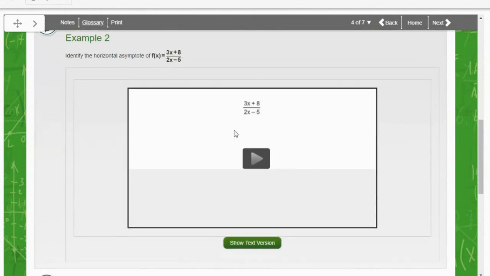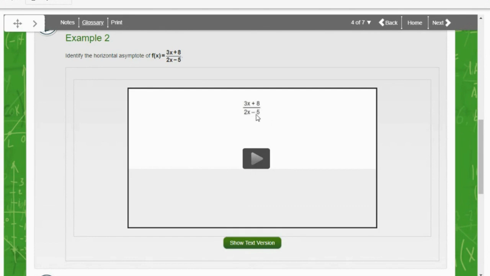All right, this is identify the horizontal asymptote. 3x plus 8 over 2x minus 5. In that case, I won't play the whole video there. I'm just showing it to you. You can watch the video. It's like 35 seconds or something like that.